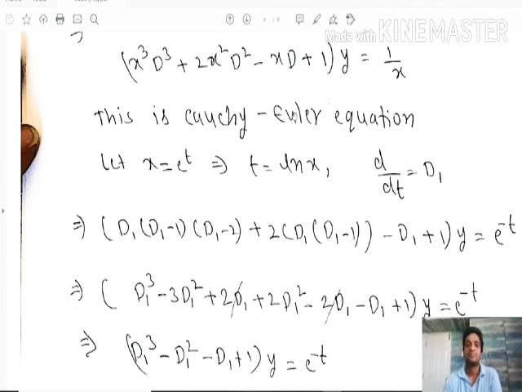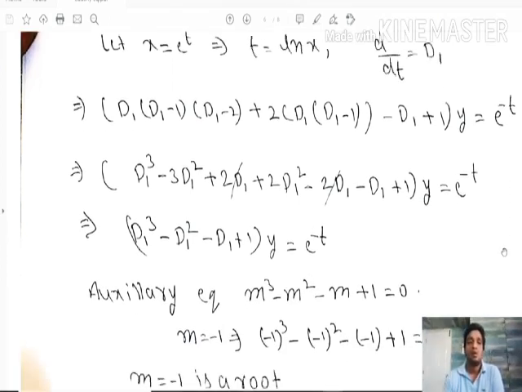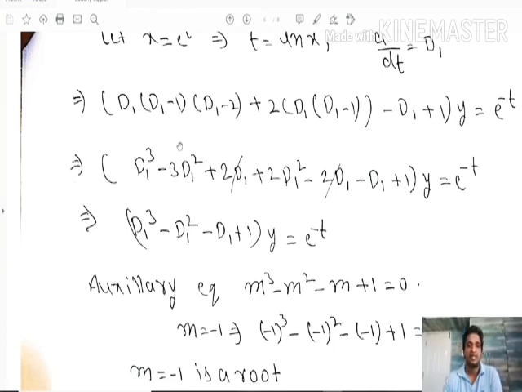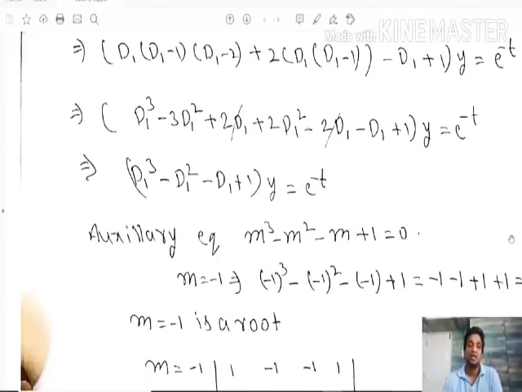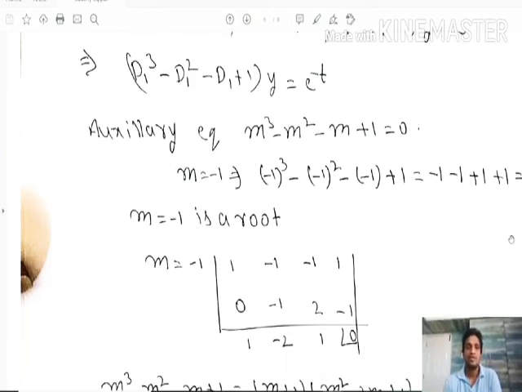plus 2 into D1 into D1 minus 1 minus D1 plus 1 is equal to e power minus t. So it becomes D1 cube minus 3D1 square plus 2D1 plus 2D1 square minus 2D1 minus D1 plus 1. If I multiply this out, I get this value, and plus 2D1 minus 2D1 gets cancelled. Here the right side Q of x value is 1 by x. So we are introducing x equal to e power t, that means 1 by e power t becomes e power minus t. So the equation is D1 cube minus D1 square minus D1 plus 1 into y is equal to e power minus t.